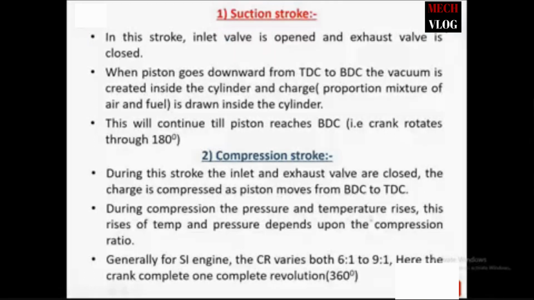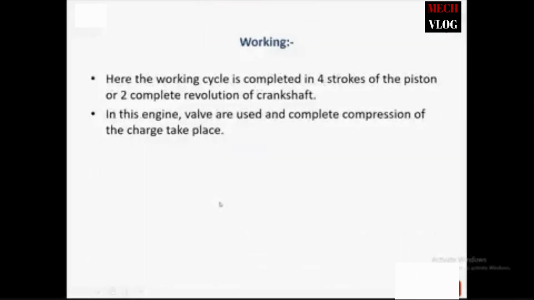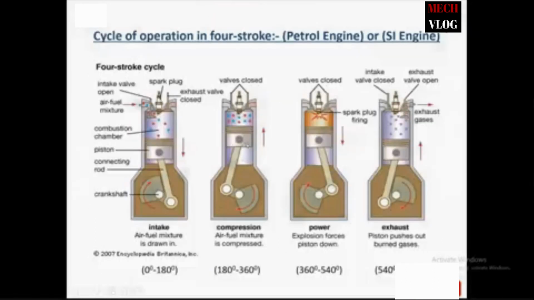During compression, the pressure and temperature rise. This rise of temperature and pressure depends upon the compression ratio. Here, the pressure increases, that means the piston moves upwards. If the pressure increases, the temperature also increases, by using the equation PV = mRT. And here you can see one term called compression ratio.